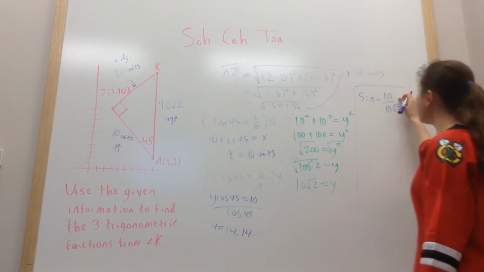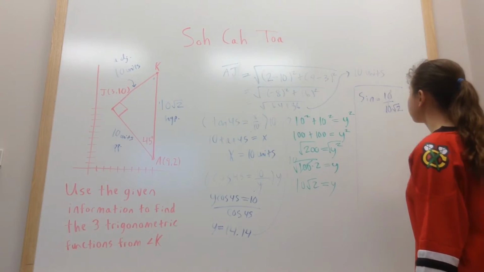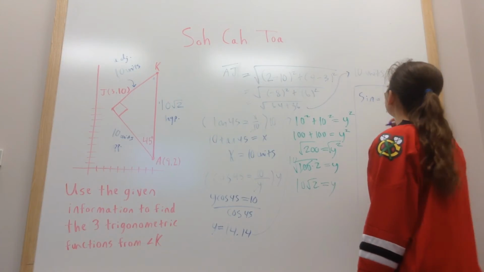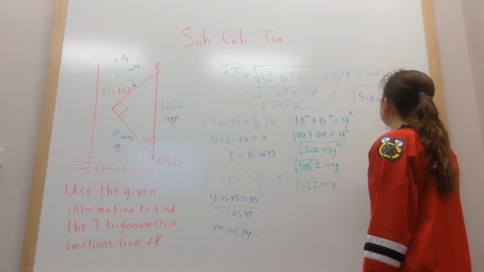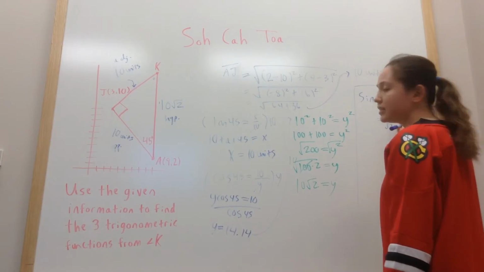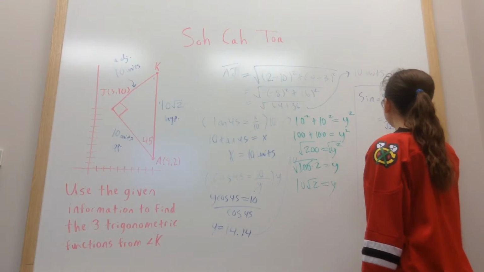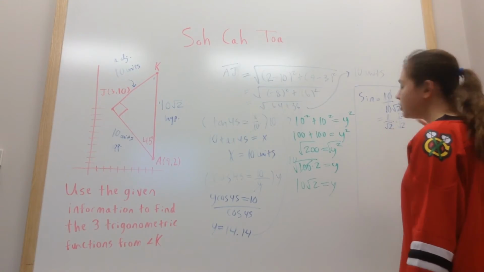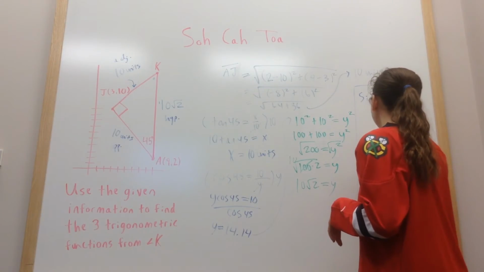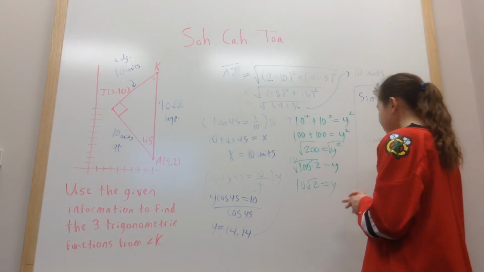Alright, so if you notice here, these 10s, they both cancel. So I can cancel it out. However, we cannot have a square root in the denominator. So 1 over root 2. To get rid of this root 2 in the denominator, I want to multiply the numerator and denominator by root 2. Let's do that. So root 2 times root 2 is the square root of 4 or 2. So my sine then will be root 2 all over 2.